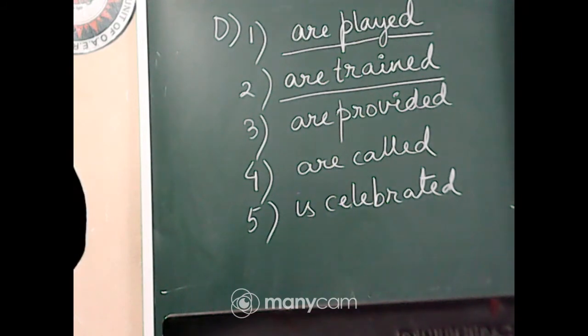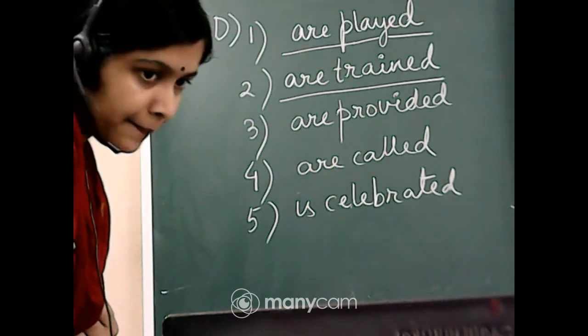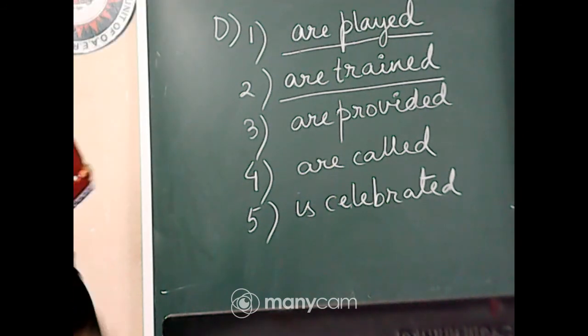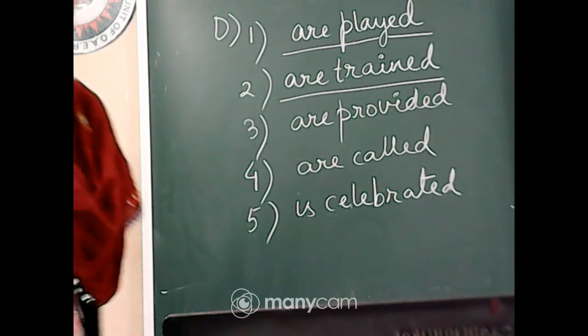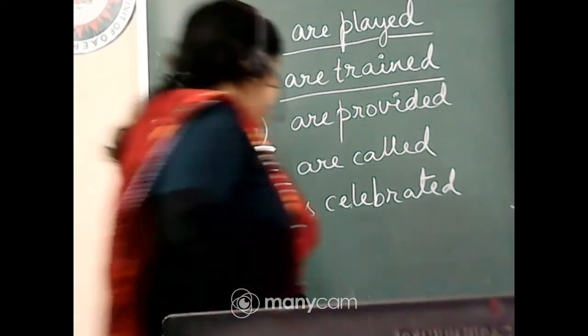Now come to exercise number F. Rewrite the following sentences in the passive voice. This will be the last thing that we are going to do in this video. Okay, maybe F and G together. Rewrite the following sentence in the passive voice in the simple past tense. Very easy, very simple. We have already learned how to change active voice into passive voice in the past tense.